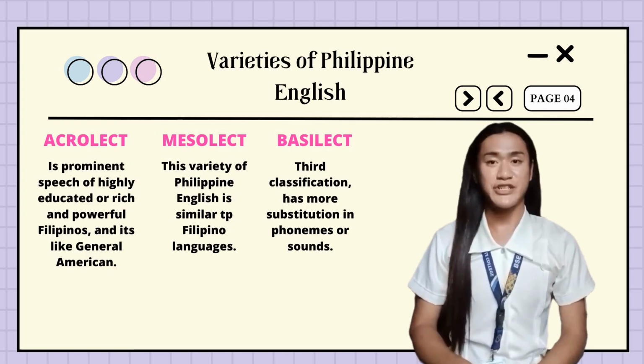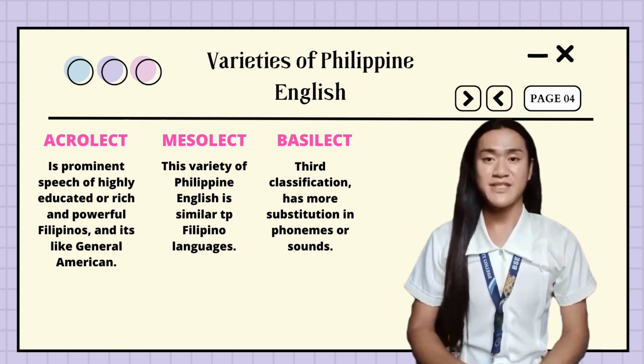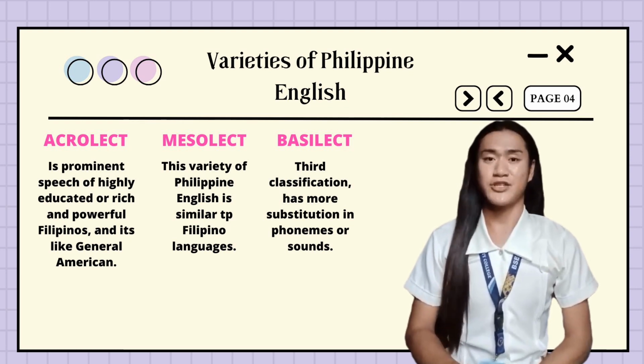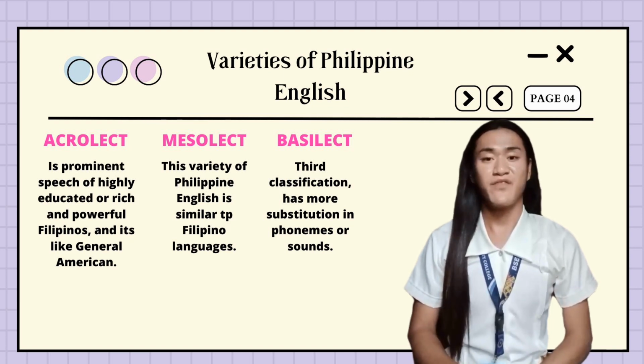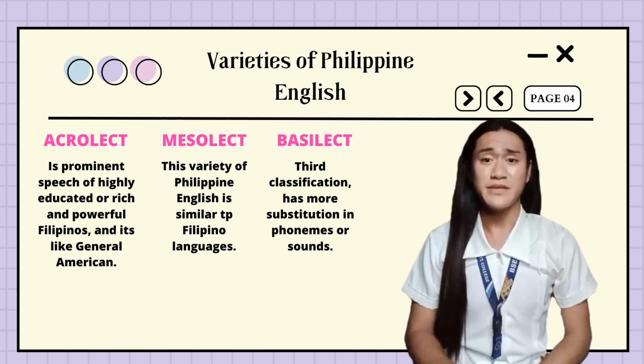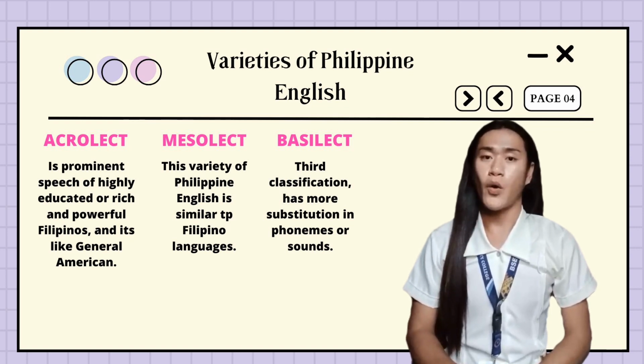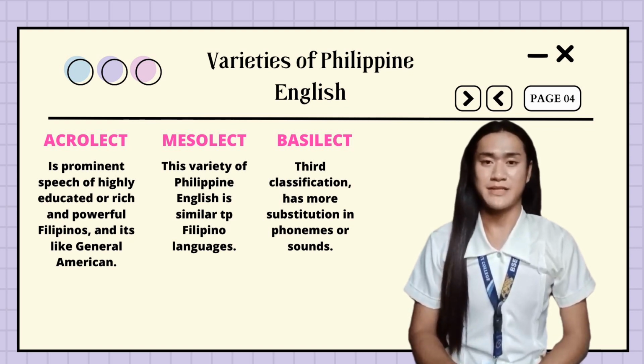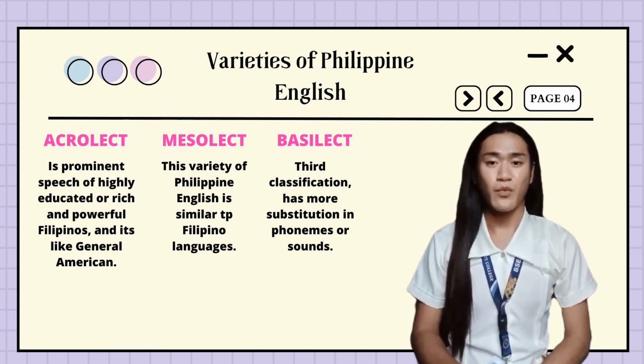Social linguistics has three varieties of Philippine English based on the education level and English usage of Filipino speakers. The first one is Arabic. It's the prominent speech of highly educated or rich and powerful Filipinos, and it's like General American. The second one is Mesolite. This variety of Philippine English is similar to Filipino languages, and the third one is Basilic. This classification has more substitution in phonemes or sounds.